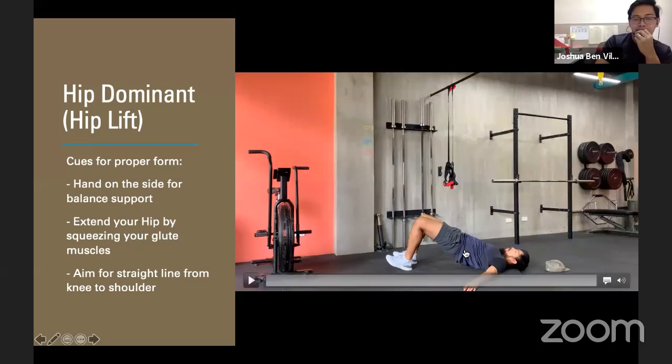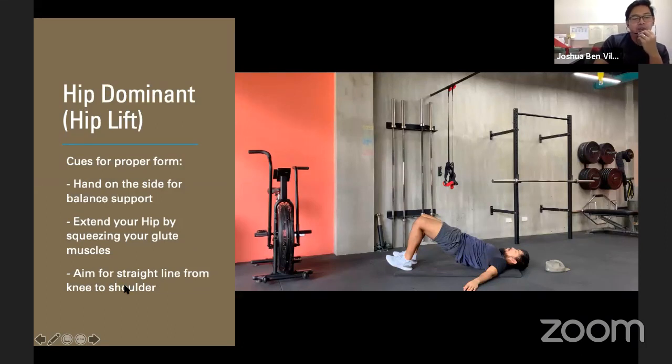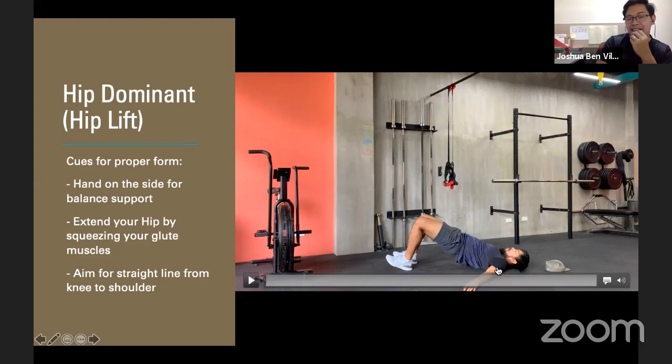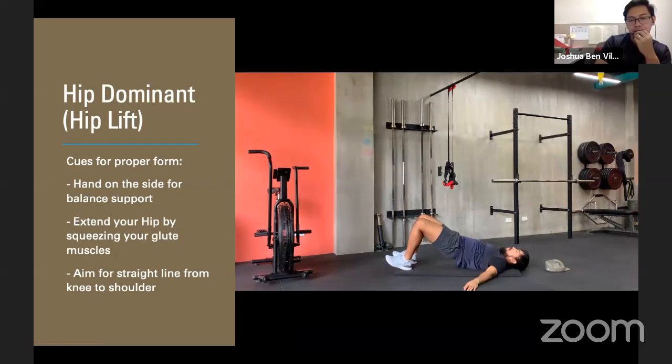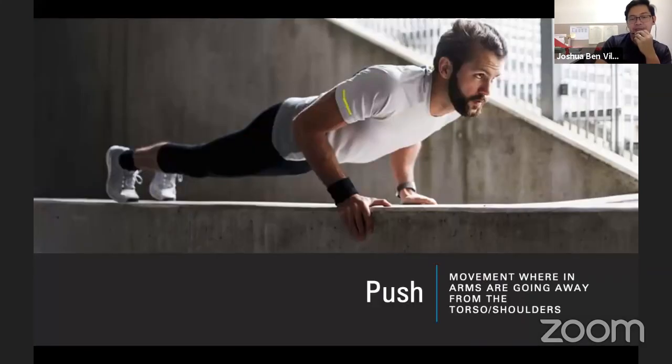Okay. Not the lower back. Okay. Aim for a straight line from knee to shoulder. So from knee to shoulder, there's supposed to be a straight line. All right. More than that, it's hyperextension. Okay. We don't want that. All right. So how I'm going to play the video for you to see how it works. So that's hip dominant.